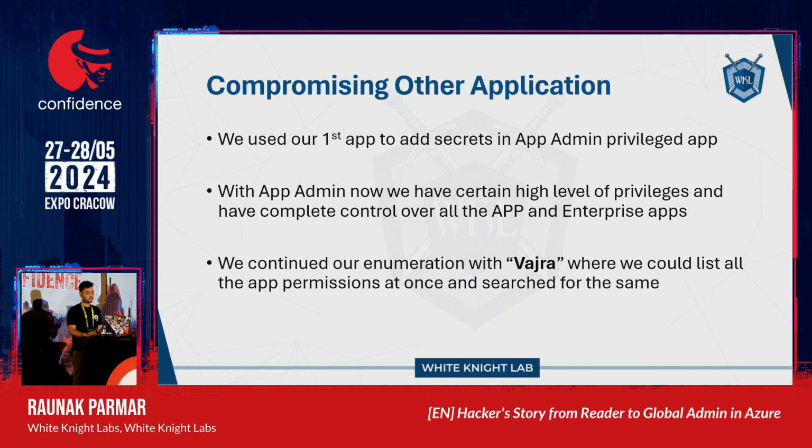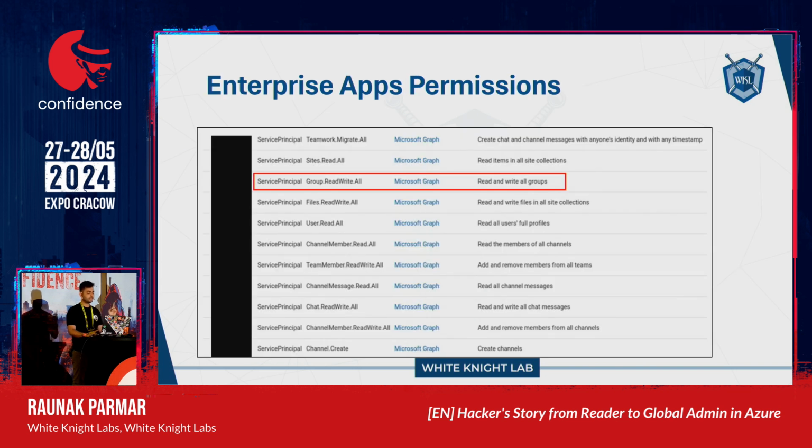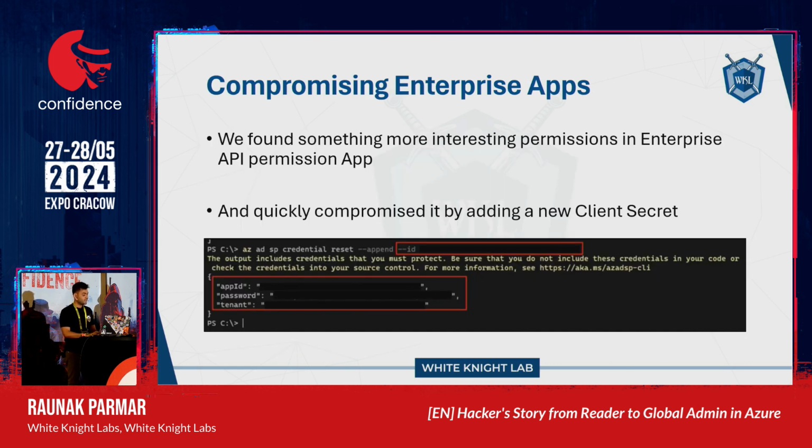Similarly, I used my own tool, Vajra, and I found that within the 6,000 enterprise apps, there was one app which had this permission, which says Group.ReadWrite.All. That means if I now compromise this app, and from this app I find another group which has some more privileges, I can directly add my tester user within that group and gain those privileges. So we started hunting back.